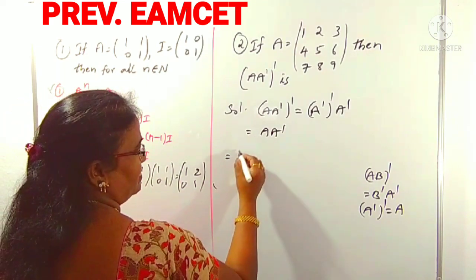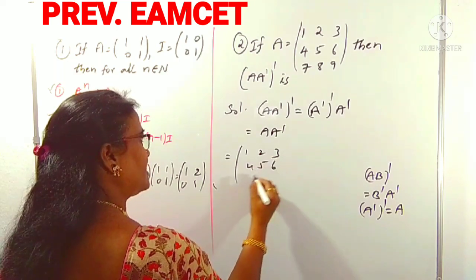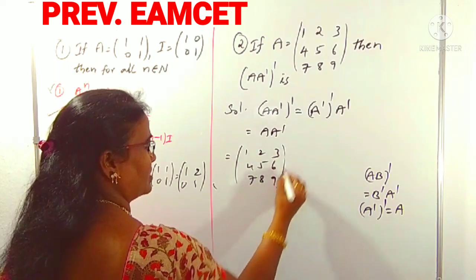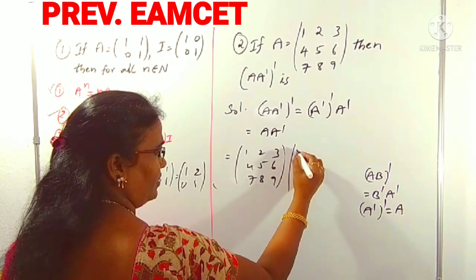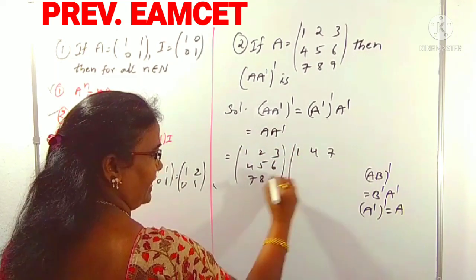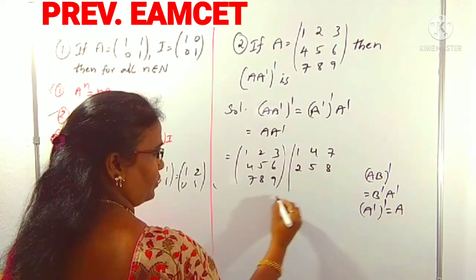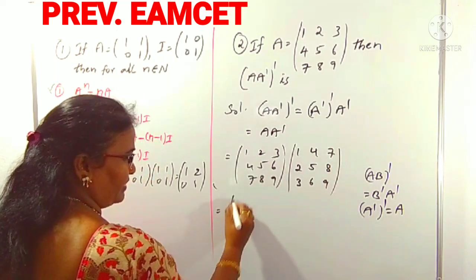So A transpose we want. A is 1, 2, 3, 4, 5, 6, 7, 8, 9. Its transpose: transpose means we can take columns as rows. 1, 4, 7. A into A transpose I am doing. 2, 5, 8, I am writing as the second row. 3, 6, 9. We can take the product of them.